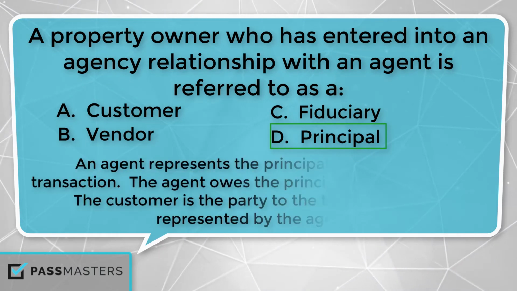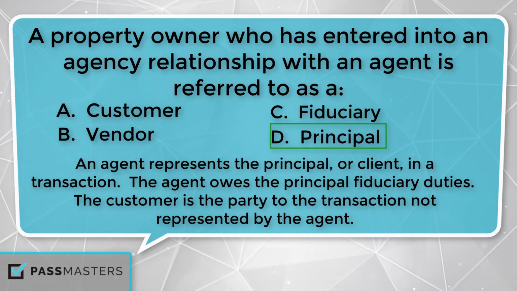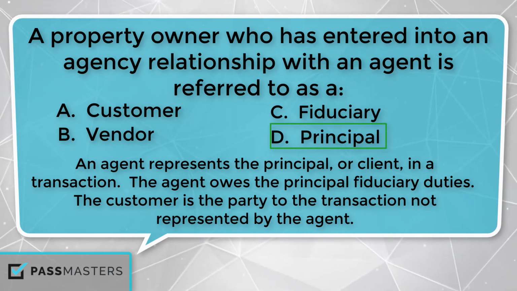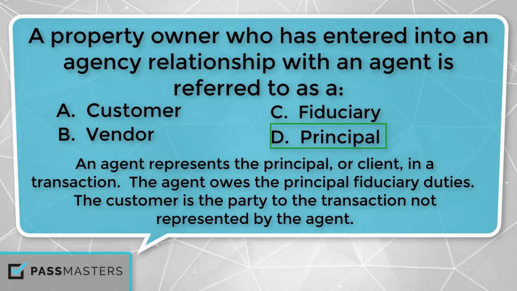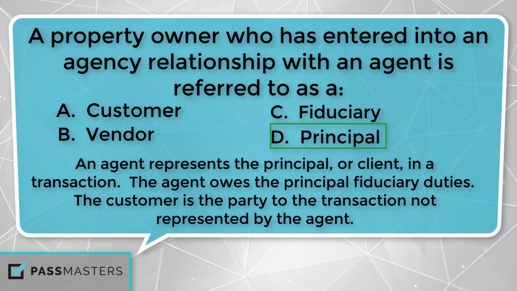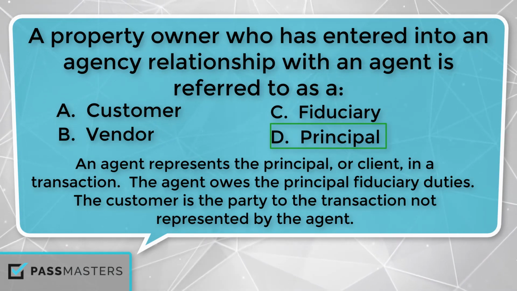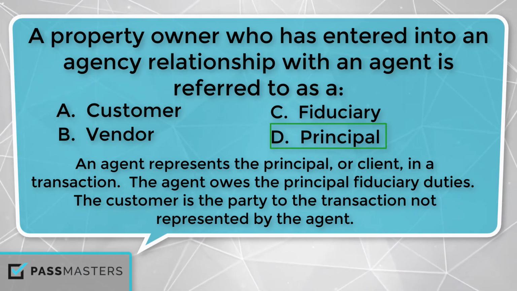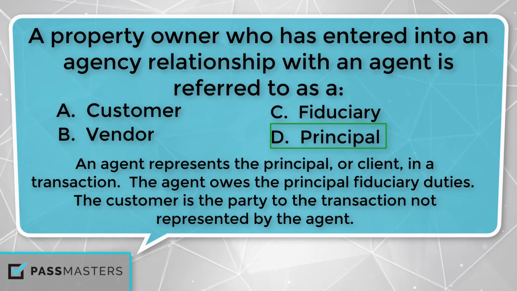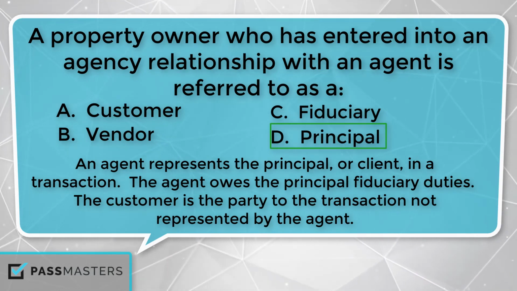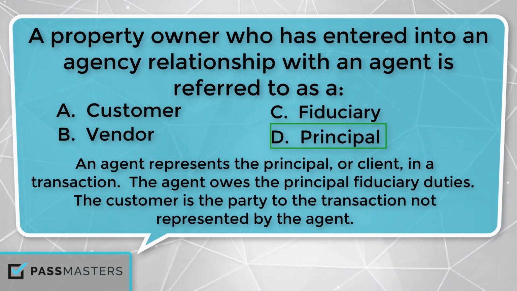Client. So let's look at the explanation here. An agent represents the principal or client in a transaction. The agent owes the principal fiduciary duties, as we mentioned. The customer is the party to the transaction not represented by the agent, and that would, in this situation, be a buyer. So could a buyer have their own broker? Sure, but it doesn't specify that in this question, and really doesn't matter as far as what the correct answer would be. But see, now here you see with that particular question why these definitions are so important.